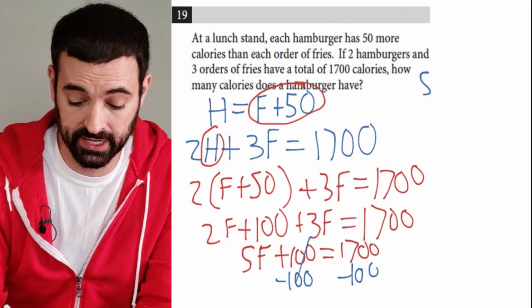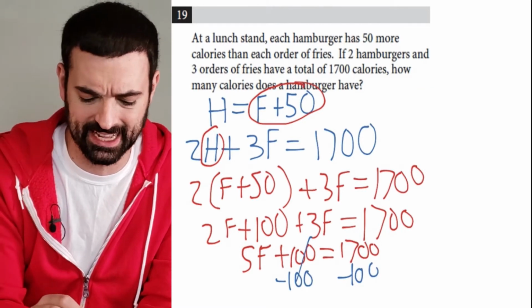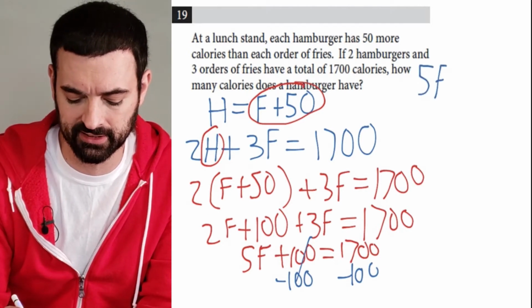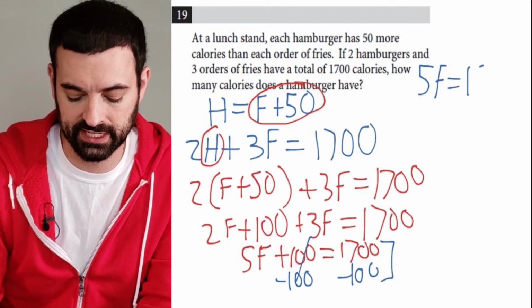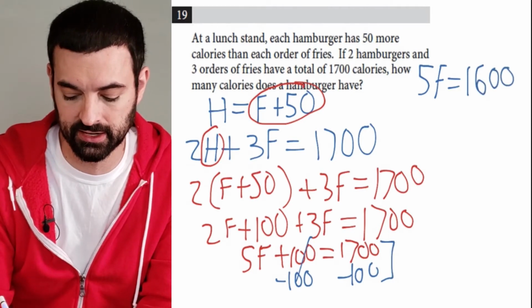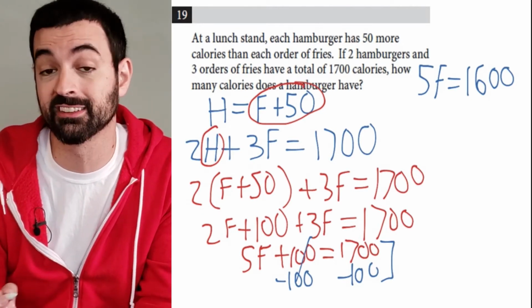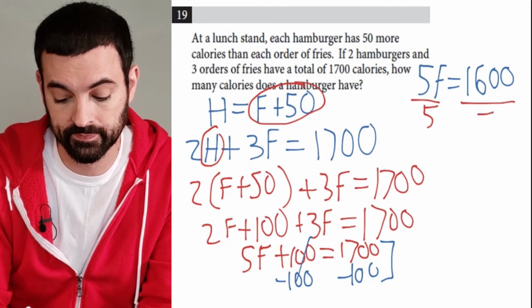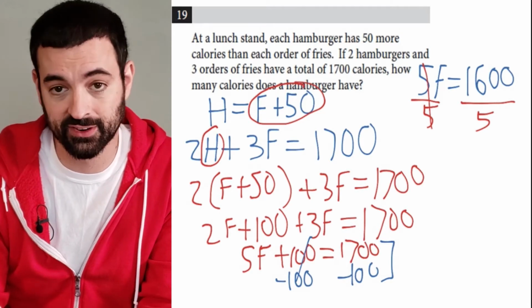I'm going to move it up here. 5F. My 5s look just like S's. Well, we're out of S land, so that's fine. 5F equals 1,700 minus 100 is 1,600. In this case, this is the no calculator section. This is a section 3. You would have to do the long division and see how many times 5 goes into 1,600.